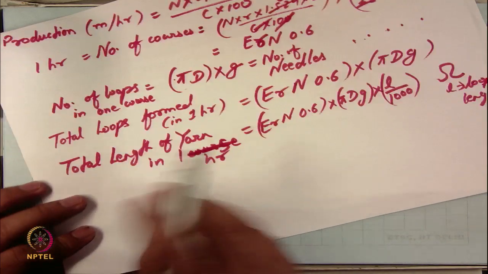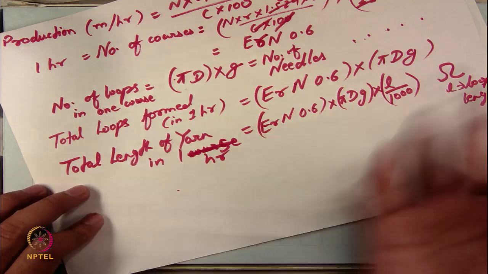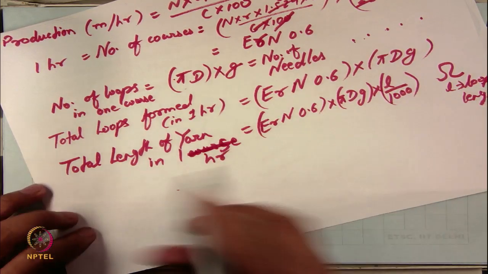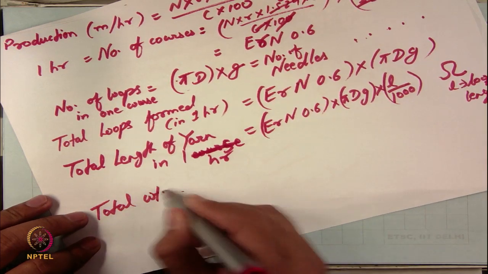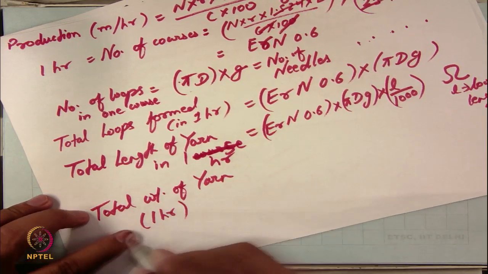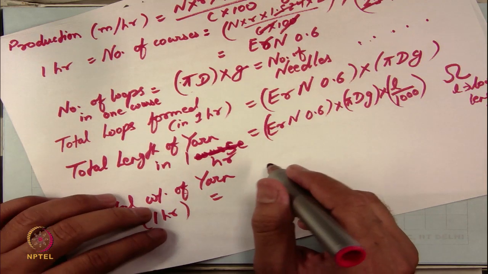So, you have the total length of the yarn, you know the tex of the yarn, you can get the weight, because this is the total length of the yarn which is used in 1 hour. So, if you know the total, you can find out the total weight of yarn used in 1 hour. This will be the production actually, because this is the total weight of the fabric.